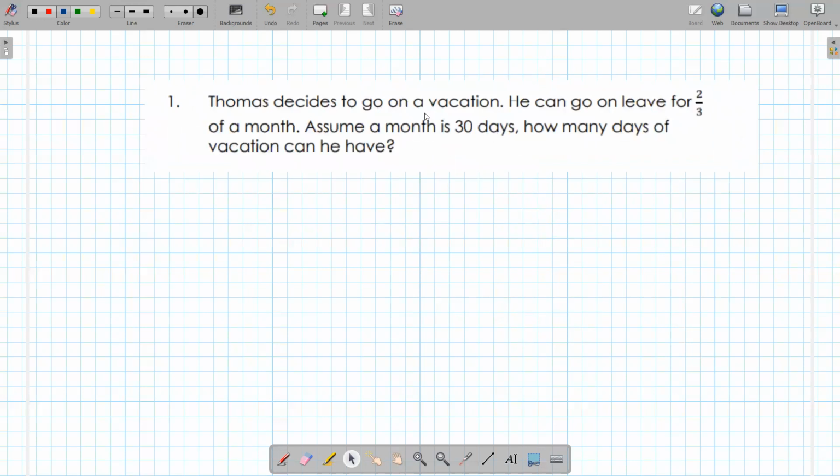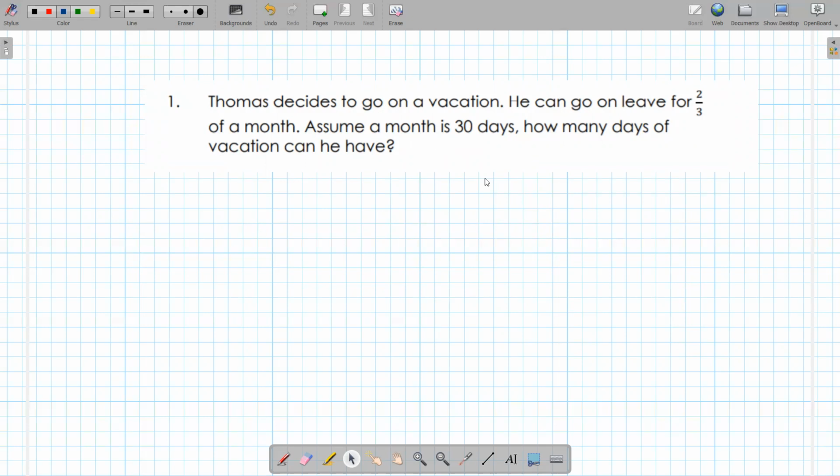Thomas decided to go on a vacation. He can go on leave for 2/3 of a month. So here, is this a times question or is this a subtract question? Do we times 30 or do we subtract from 30? I guess there's only two options.